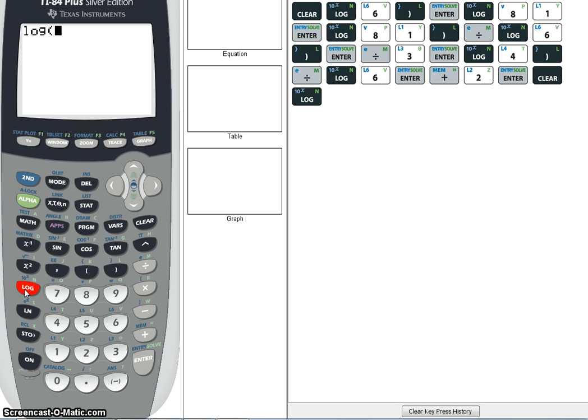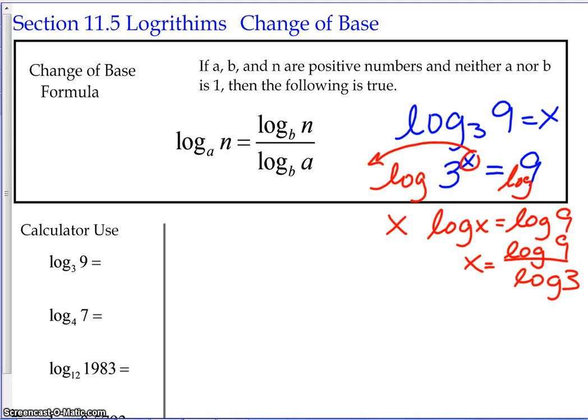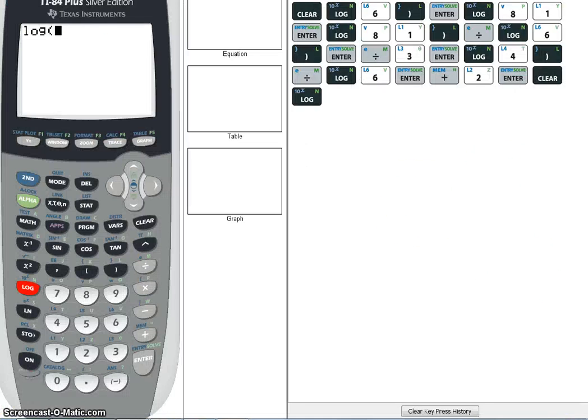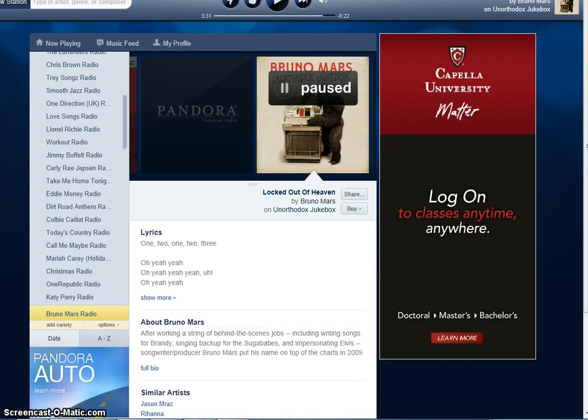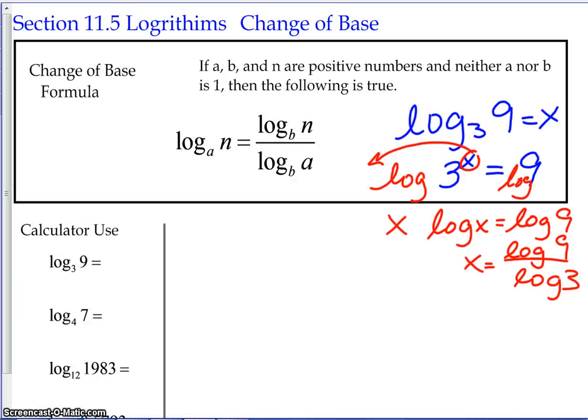Get a handy dandy scientific calculator. Log of, was it log of 3 or log of 9? I gotta go back here. Log of 9 divided by log of 3. Thank you. So log of 9 divided by log of 3, and my answer is 2. My answer here was that x equals 2. And I always just took the log of the value it was set equal to, divided by the log of the base.